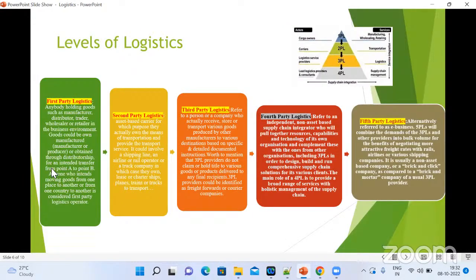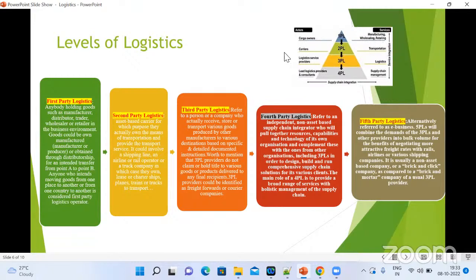So this particular data will be sent from point A to point B. Anyone who intends to move goods from one place to another, or from one country to another country, will be considered first party logistics. As you see here, the actors and the services: the actors of first party logistics are cargo owners. They provide these services: manufacturing, wholesaling, and retailing.